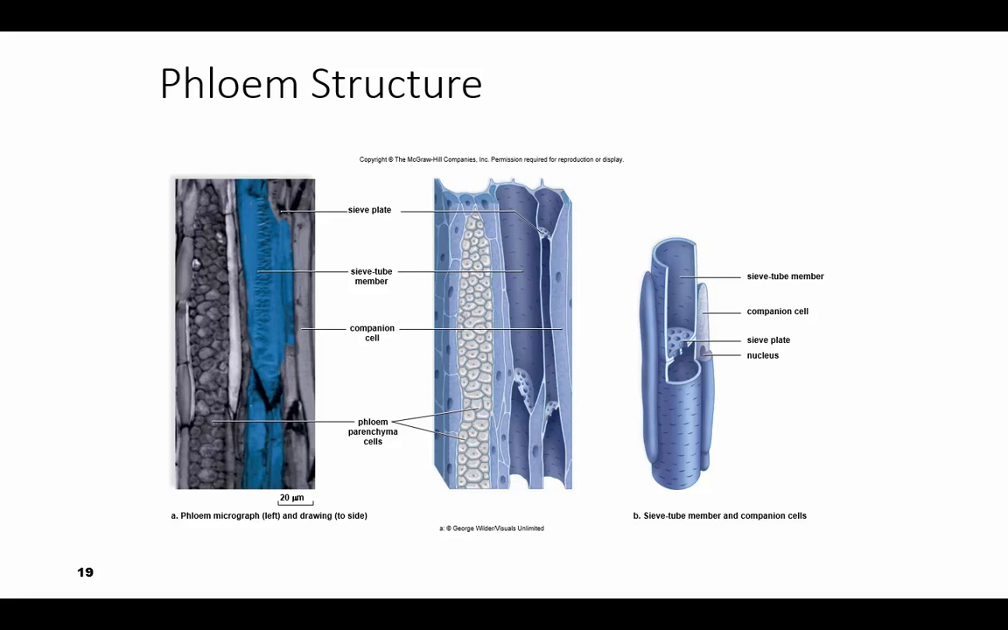Plasmodesmata is a vocab term you need to be familiar with. These are cytoplasmic extensions in the cell walls that connect two cells to each other. And here it's a sieve tube member connected to a companion cell.